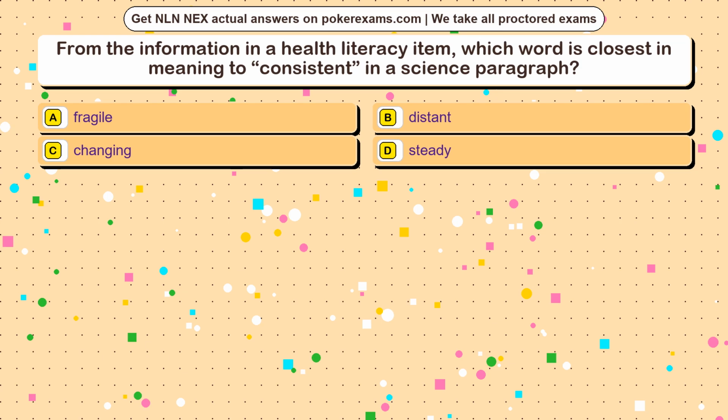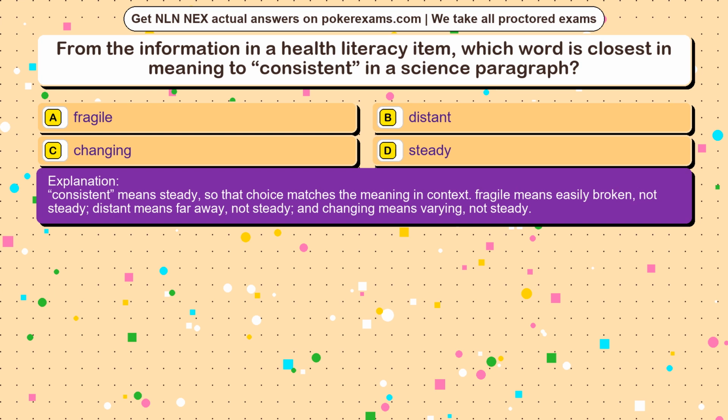The correct answer is option. Consistent means steady, so that choice matches the meaning in context. Fragile means easily broken, not steady. Distant means far away, not steady. And changing means varying, not steady.